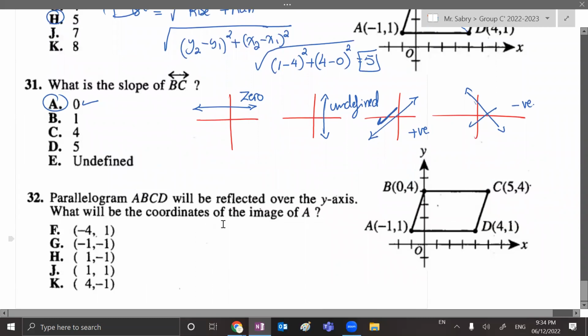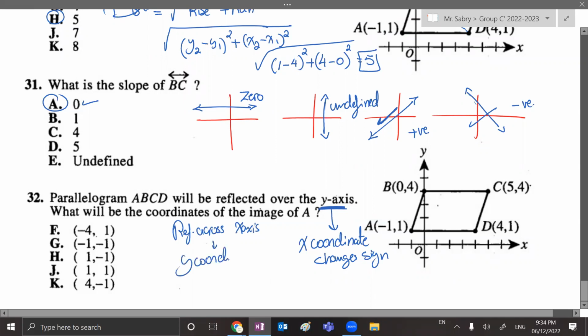Moving on to 32. The parallelogram ABCD will be reflected across the y-axis. What will be the coordinates of image A? Whenever we reflect a point on the y-axis, what happens? When I reflect over the y-axis, the x coordinate changes the sign. If I reflect across the x-axis, the y coordinate would change the sign.